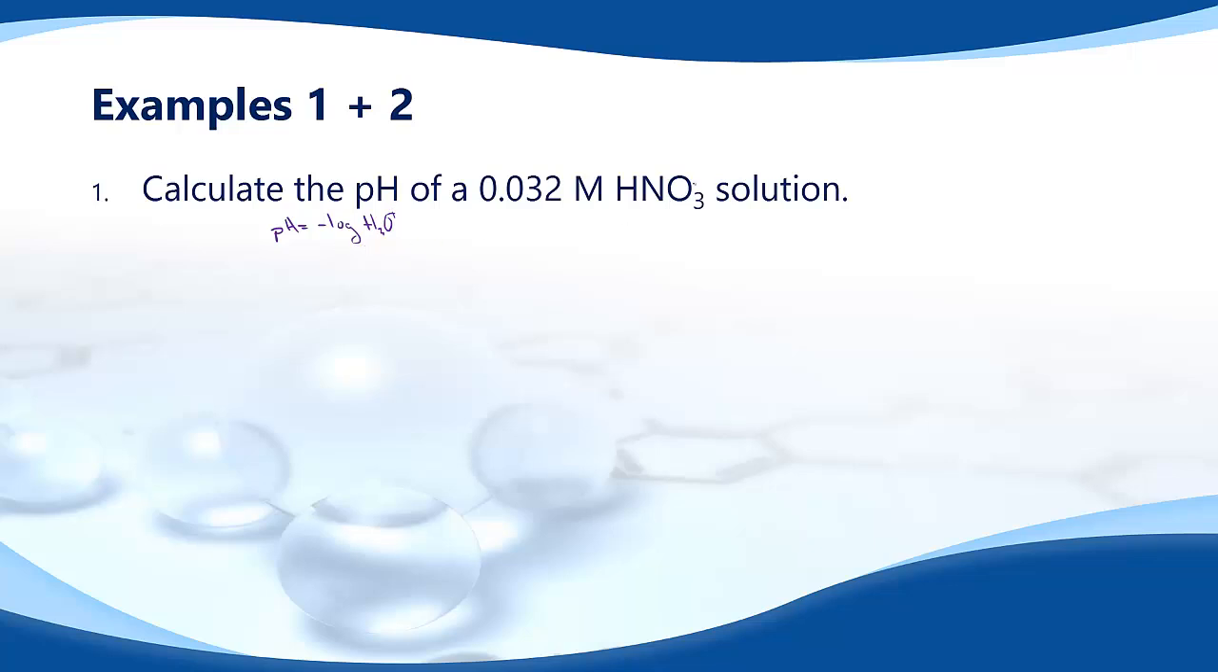H3O+ in this case is just the concentration of the acid, right? So that's going to equal negative log 0.032, which will give us a pH of 1.49. All right, so this is a fairly acidic substance. Nitric acid is a strong acid. It's fairly acidic, pH of 1.49.